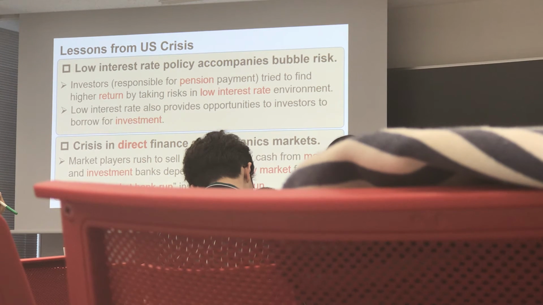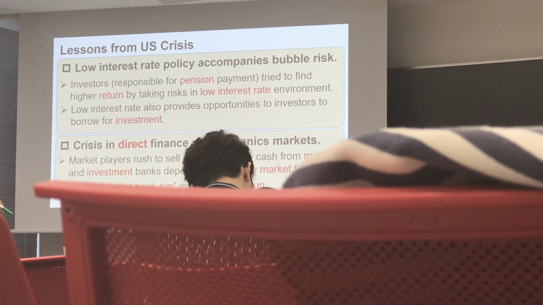And the lessons from the US crisis. The US crisis was because of the bubble of the US financial market. That was because of the lower interest rate. But the difference from the Japanese example: the Japanese crisis was coming from the banks, while the crisis was coming from direct finance or the market in the States.